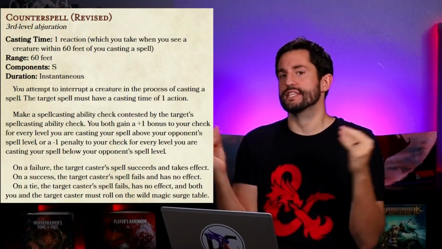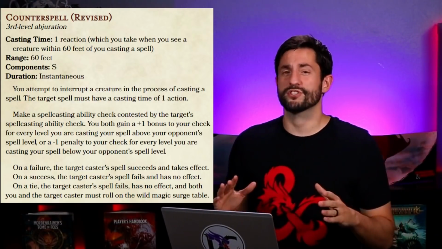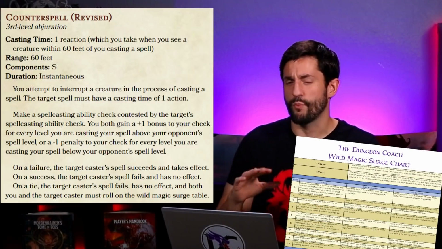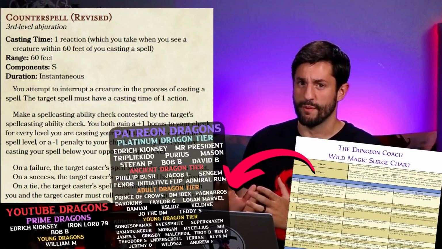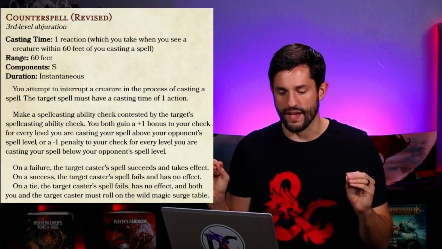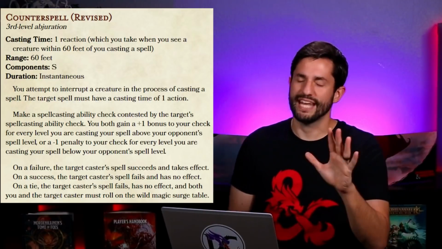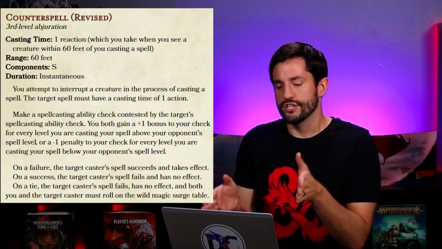But what if their rolls in this contest are a tie? Now, I'm a sucker for Wild Magic Surge, so much so that I have a D300 custom Wild Magic Surge table that I give to some of my patrons, but here's what I do for this. On a tie, both spells fail and take no effect, and both targets must roll on the Wild Magic Surge table. Now again, if you're not a fan of this Wild Magic Surge, you can just take this part out, but I love it.